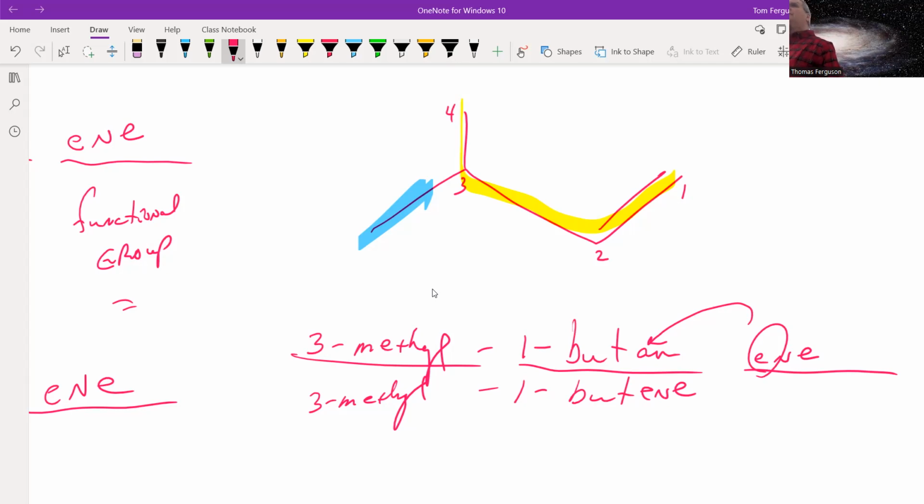When would you use it? Well, you have to look at the carbons on the backbone. How many carbons are on that yellow backbone? 4. 4 means buta. If it was 3, it would be propyl. If it was 2, it would be ethyl. 1, methyl. So if you look at the slides from last week, it'll go through those numbering. Okay, so 3-methyl-1-butene.